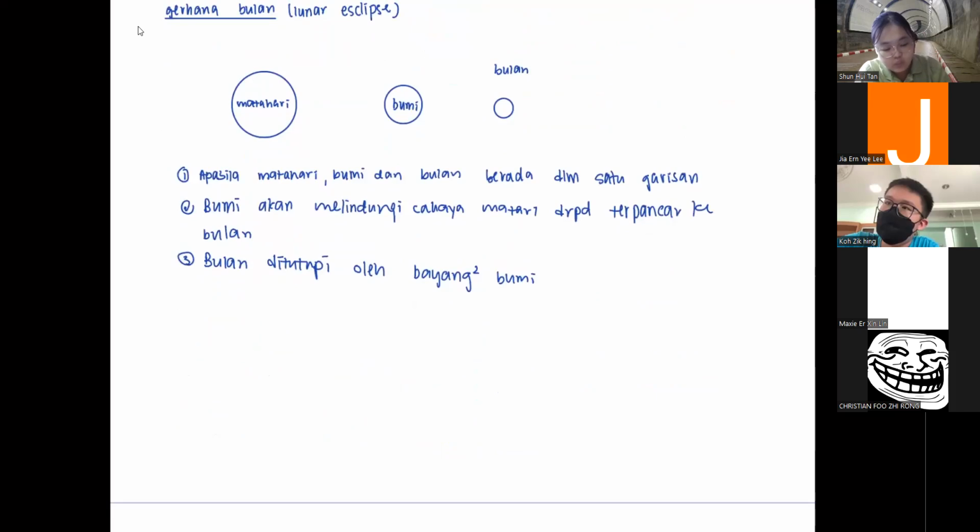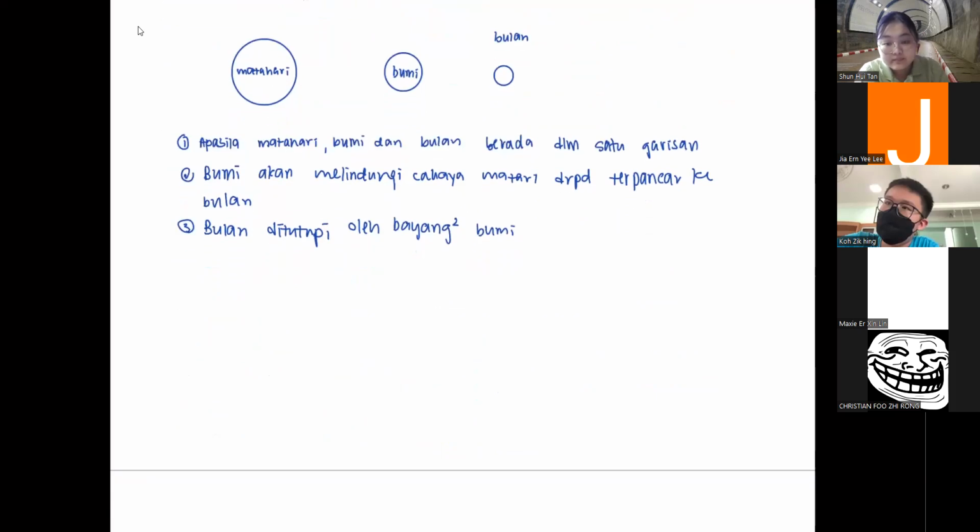I know my handwriting is somehow, I don't know where it's going, but yeah. Matahari, what I'm writing. Okay. Are you good? Still alive? Let me just discuss one more, gerhana matahari, then I will let you go, okay?